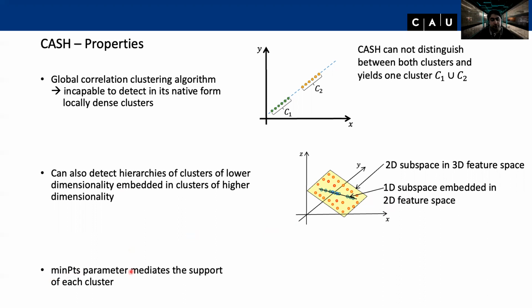And it has a min points parameter, which mediates the support of each cluster. So if we say we want to have a cluster with at least 1, 2, 3, 4, 5, 6, 7, 8, 9, 10 objects, then it will consider something a cluster only if it contains at least these min points equals 10 objects. So in this case of this plane and line, it means that we have here far more than 10 objects. It will consider this as a line. And then if you reapply CASH on that planar data set, it will start finding you the line on this plane.